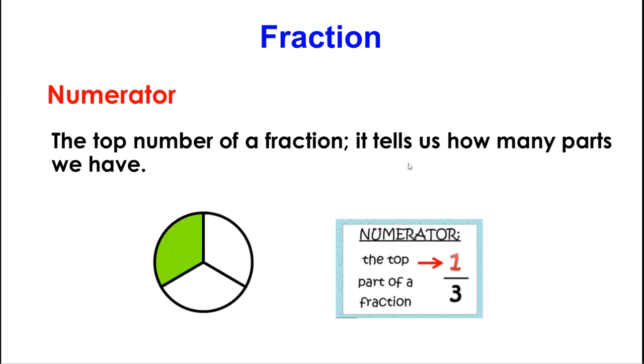The numerator is the top number of a fraction. It tells us how many parts we have or are talking about. So in this case, we have 1 green part shaded in, so my numerator is 1.